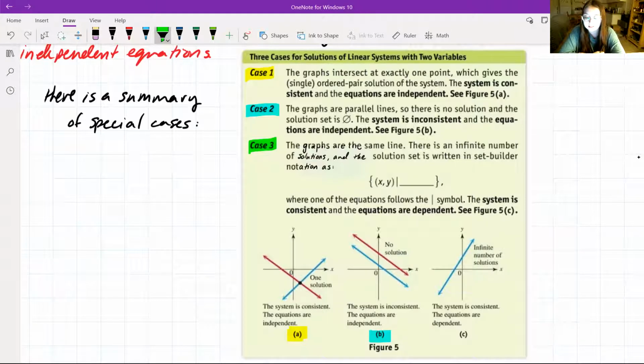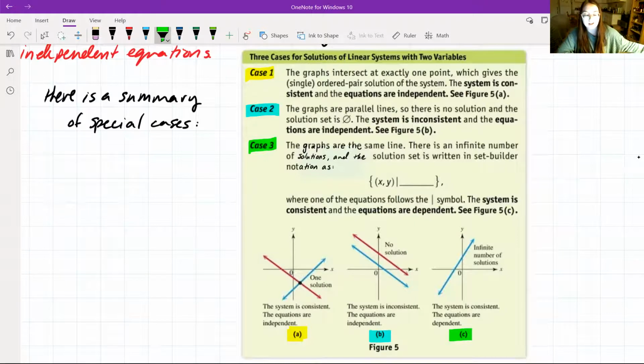The system is consistent and the equations are dependent. Since we have an infinite number of solutions, our system is consistent since we have more than one solution, but the equations are entirely dependent. This corresponds to our figure 5C. We just see one line drawn here, but this means that we have 2 lines layered and we have our infinite number of solutions. So our system is consistent, but the equations are dependent.